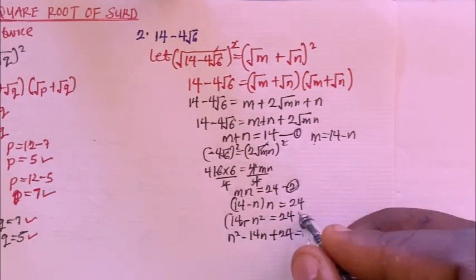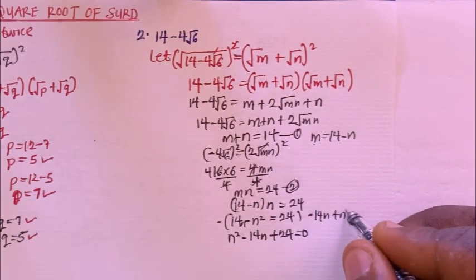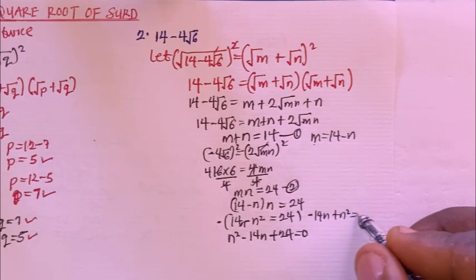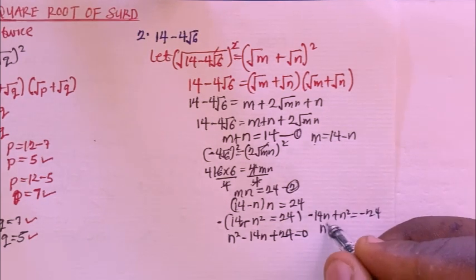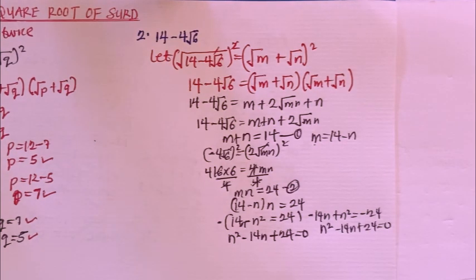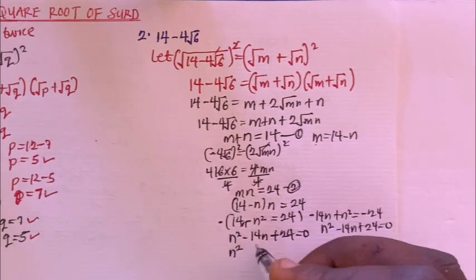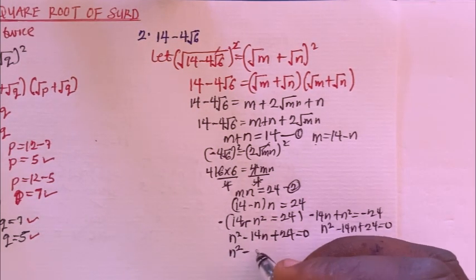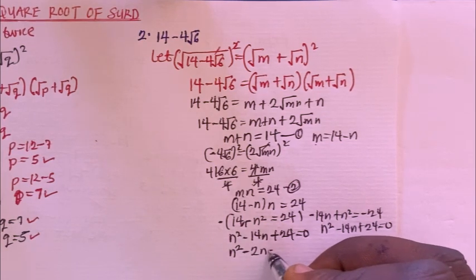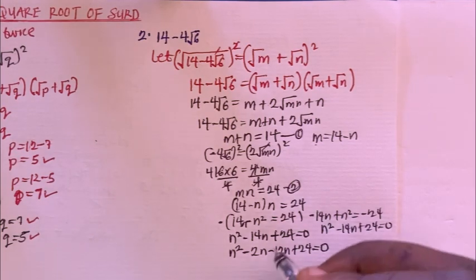Because from this expression, if you multiply everything by minus, you're going to have minus 14n, then plus n squared, followed by equals to minus 24. Then here you're going to have n squared minus 14n plus 24 equals 0. So now in this case, we need to go ahead and solve this equation. Actually use 12 and 2 exactly. So here we're going to have n squared minus 2n minus 12n plus 24 equals 0 exactly.